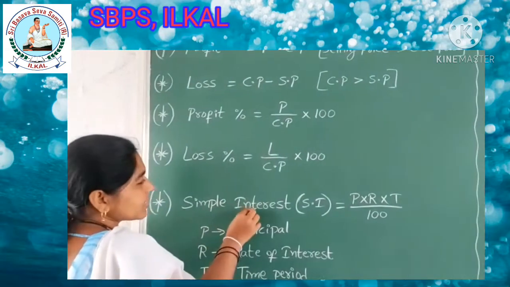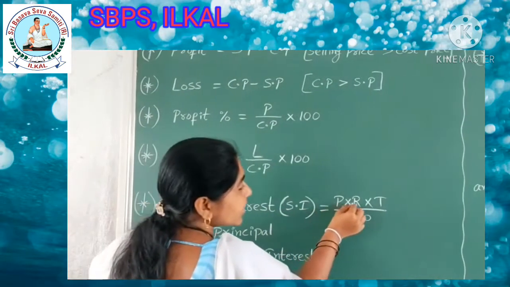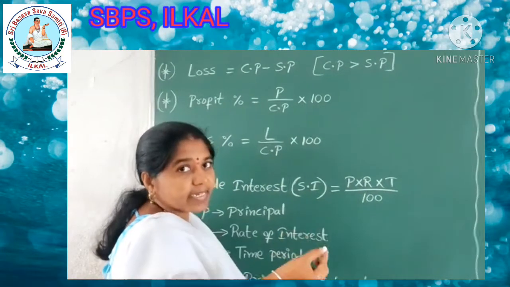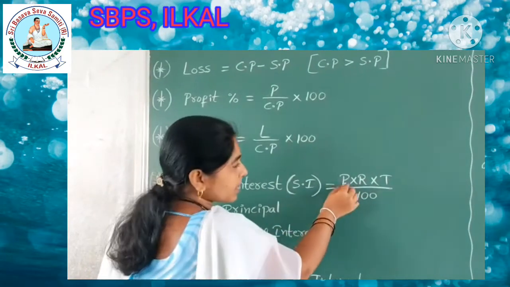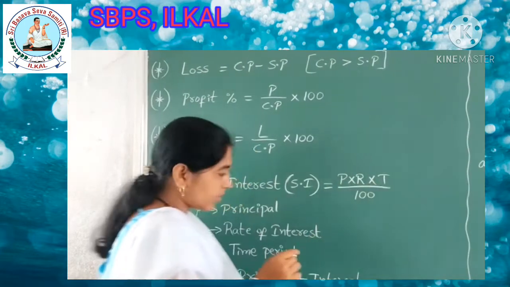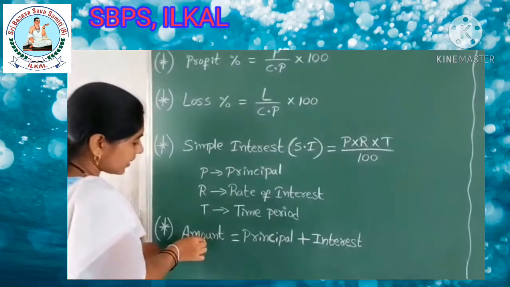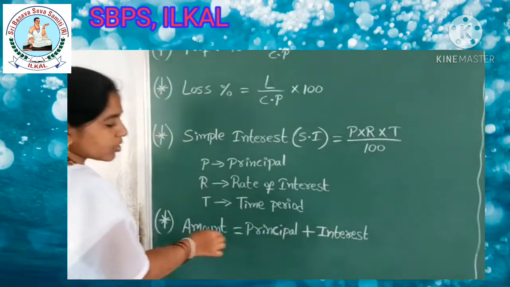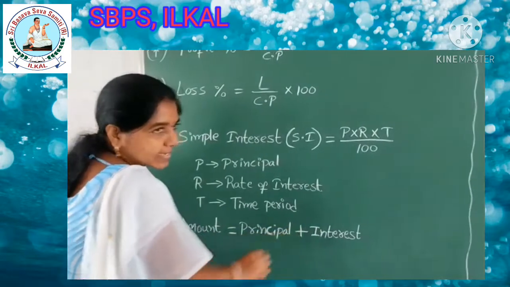And simple interest, that is SI, is equal to P into R into T divided by 100. SI is equal to PRT divided by 100. You can remember, P means principal, R means rate of interest and T means time period. One more formula, that is amount is equal to principal plus interest. Amount is equal to principal amount plus interest.